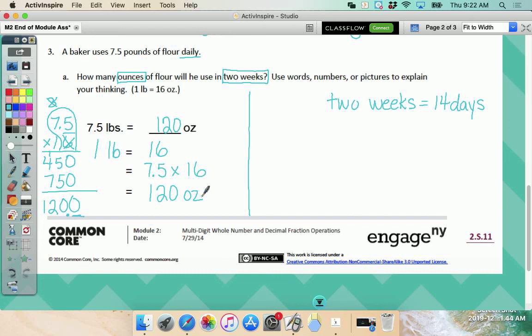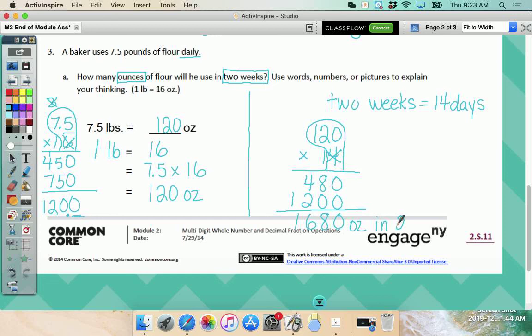Okay, so we know how much he uses in a day. Did I mess up on my multiplication? No. Okay. So now we're going to figure out 2 weeks. So I'm going to take 120 times what, Jaden? 14. And do I have any decimals in this number? No. Is this turtle head? Yes. It's pretty easy, turtle head, isn't it? Okay, that's not really a sentence, but I went ahead and wrote the answer.